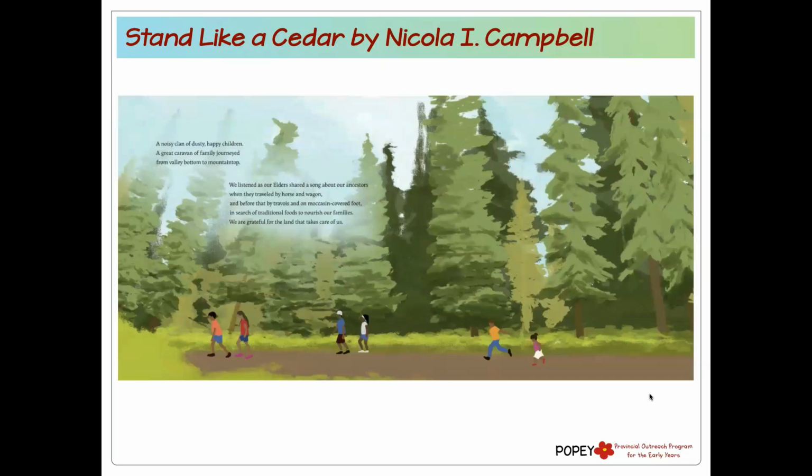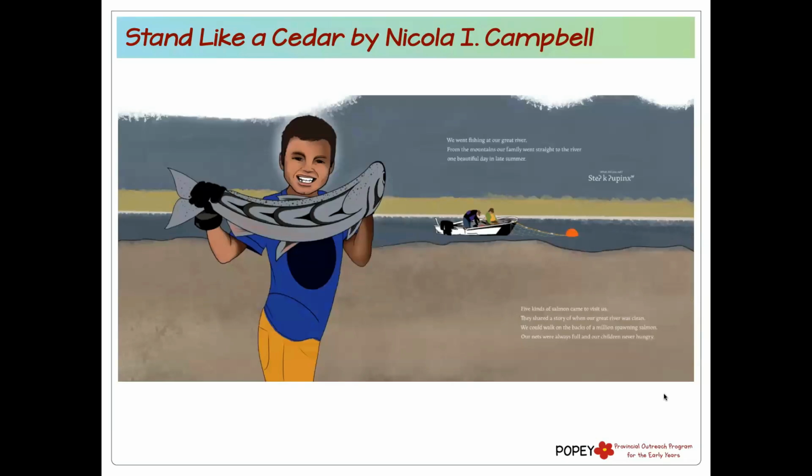A noisy clan of dusty, happy children, a great caravan of family journeyed from valley bottom to mountain top. We listened as our elders shared a song about our ancestors when they traveled by horse and wagon, and before that, by travois and on moccasin-covered foot, in search of traditional foods to nourish our families. We are grateful for the land that takes care of us. We went fishing at our great river. From the mountains, our family went straight to the river one beautiful day in late summer. What did you eat? 5 kinds of salmon came to visit us.